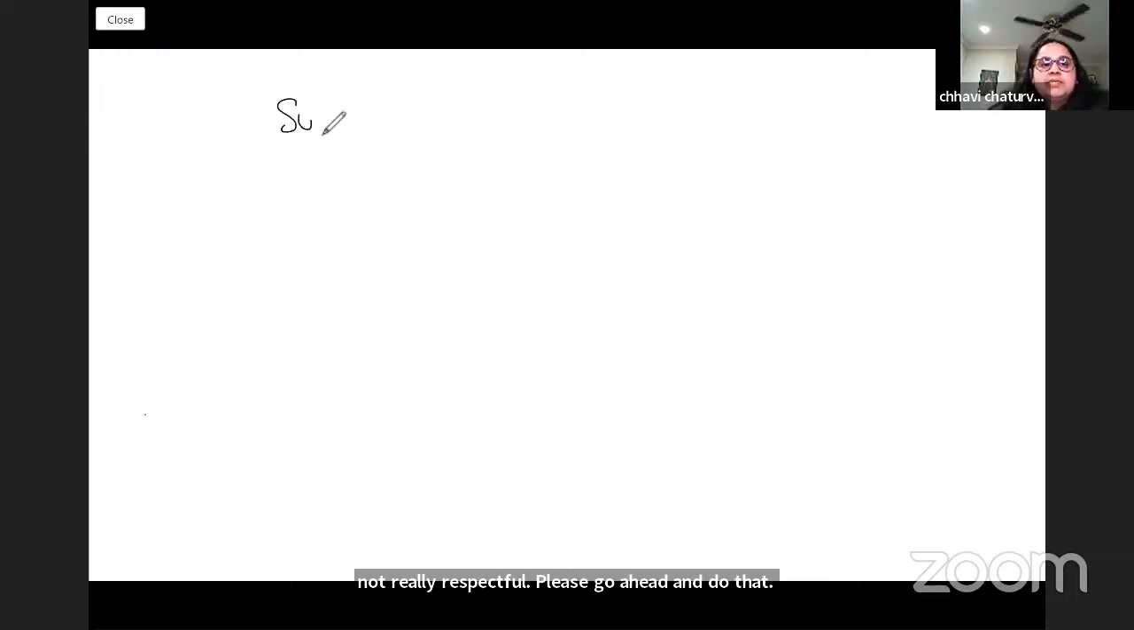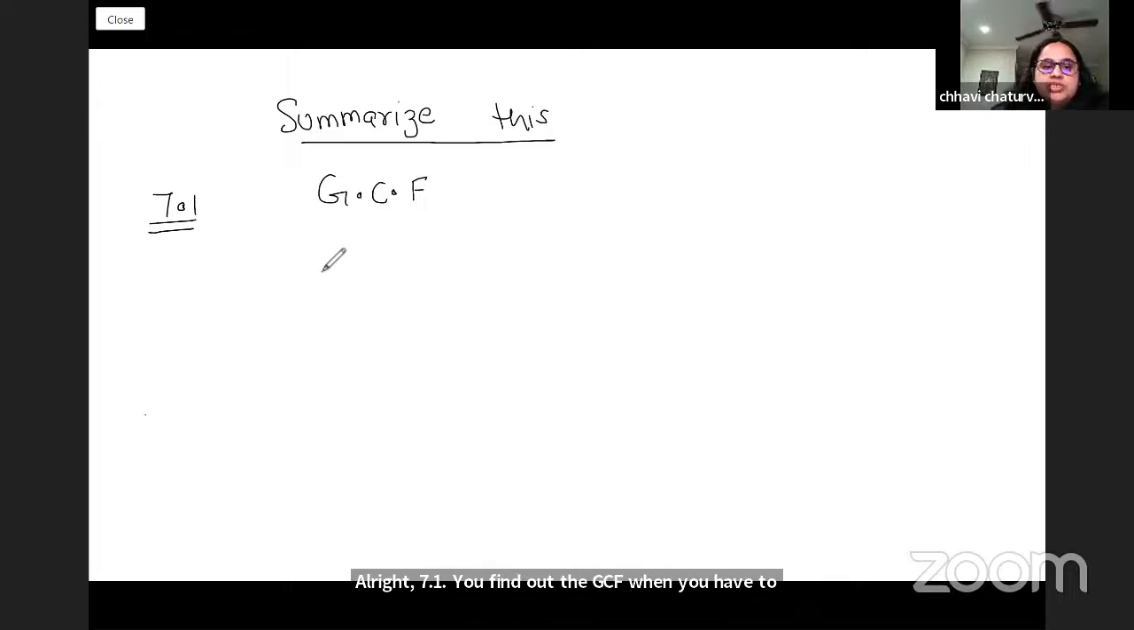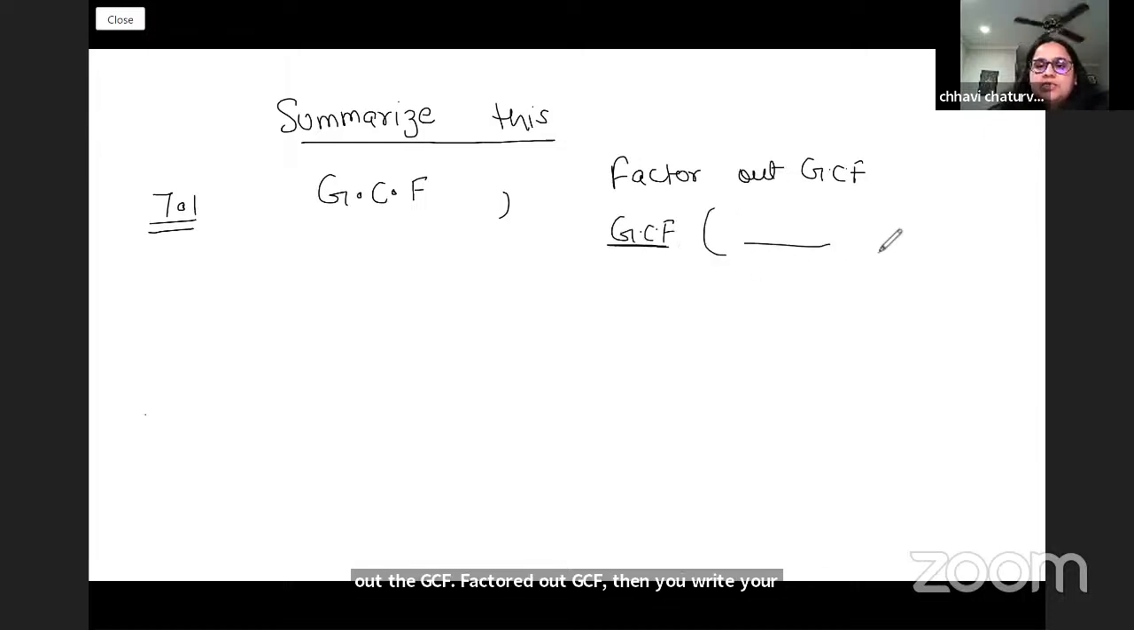All right, let's summarize this. In 7.1, you find the GCF. When you have to find the GCF, you just write the number. But when you have to factor out the GCF, then you write your GCF outside of the parentheses and everything else inside. So read the question carefully, only number.